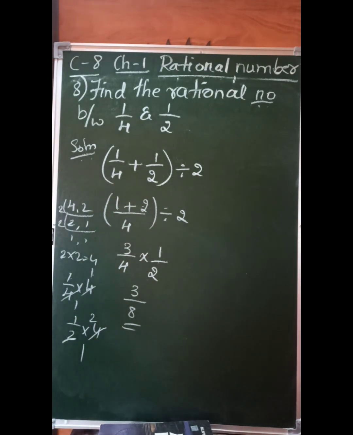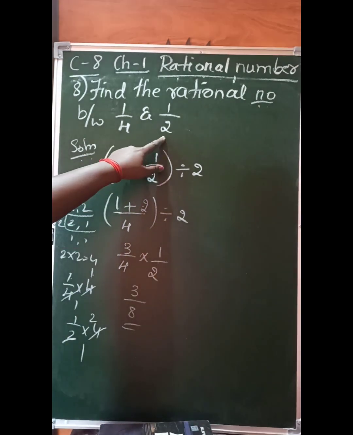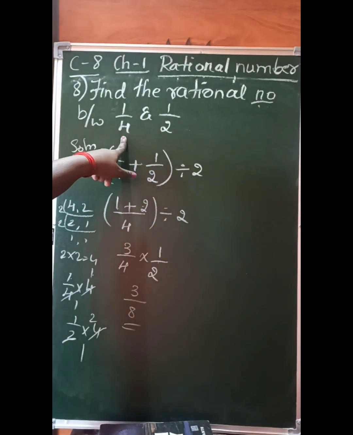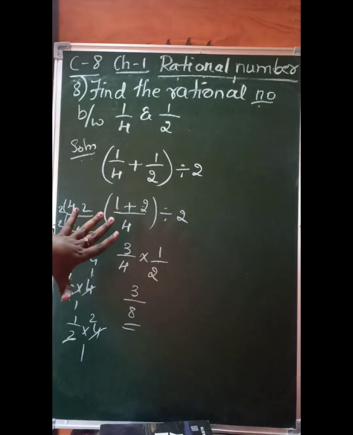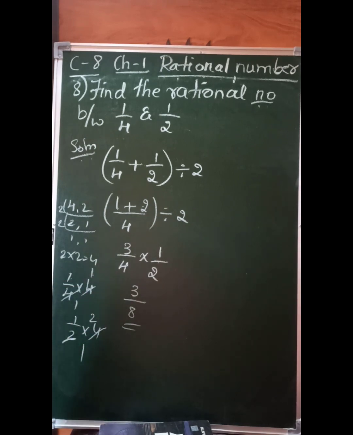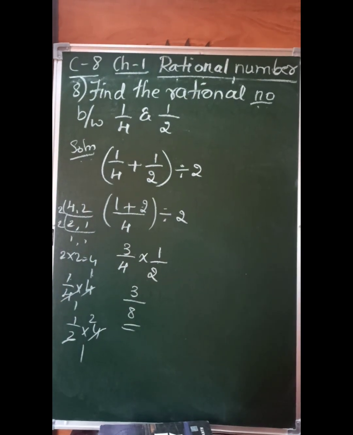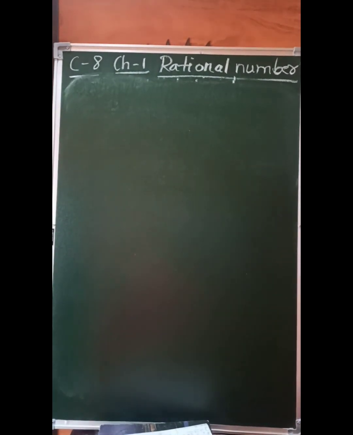This is one method. There is another method: considering the denominator of one number and multiplying it to the other one, and considering the other denominator and multiplying it to this one. You can solve this problem by this method also, and by the other method. Now let's move on to the ninth problem. The example problems in the textbook are only up to 8.